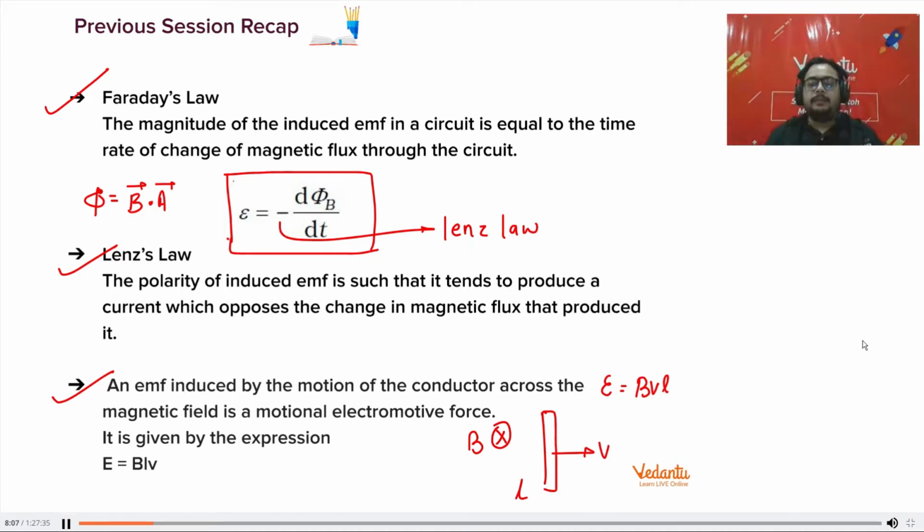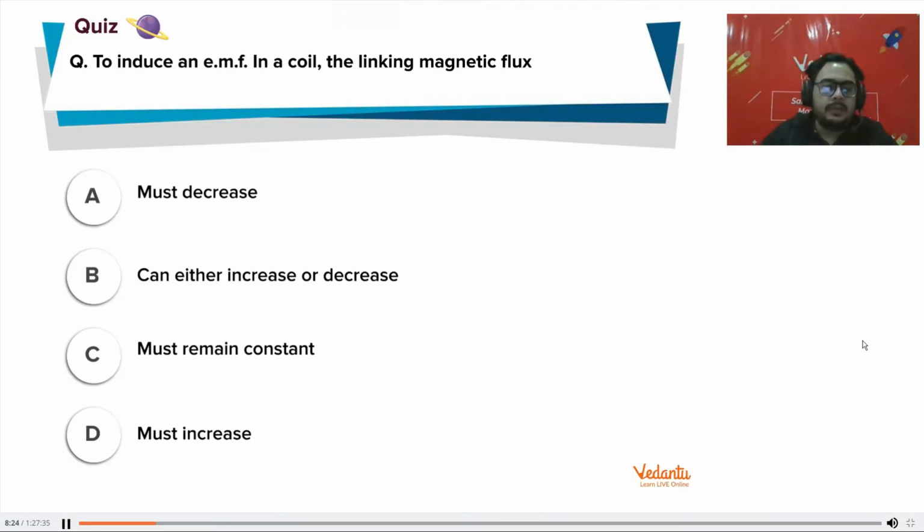Any doubts in the recap? Good evening, Ria. B, V and L should be perpendicular to each other. I hope you remember it. All good? Good evening, Sharon. Chalo, then let us take a quiz on it if everything is clear.